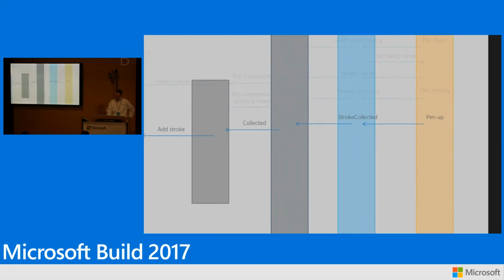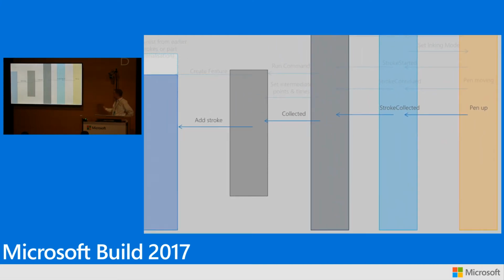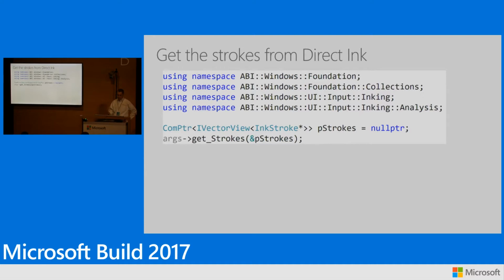And then the last piece: when the pen comes up, we get this stroke collected event. It's collected, it comes back into our sketch, and we say, do we want to add the stroke? This is where we start to make some decisions about what we're going to do with it. We get those strokes back from direct ink here. This is all the namespaces that you're using, but the key thing here is the argument is get strokes.